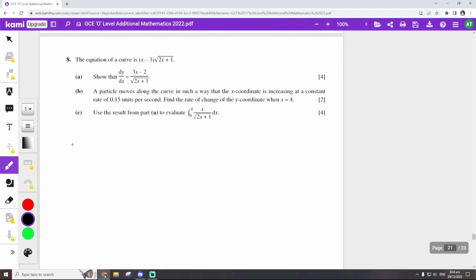The equation of the curve is this. Show that dy/dx is (3x minus 2) divided by root 2x plus 1. Oh, I forgot to put a y here, so I guess I should put this.